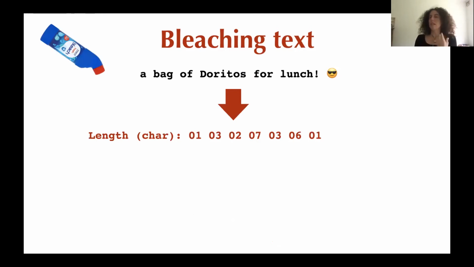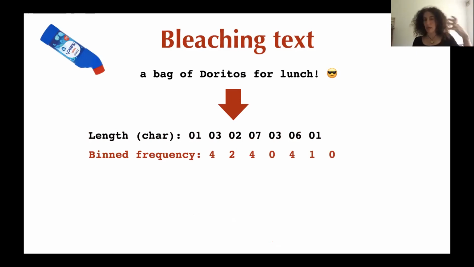Yeah, so it still preserves some information, but there are no explicit characters anymore. Then we also use some binned frequency. So a very frequent word will be in, say, bin number 4, and a lower frequent word will be in bin number 2, and so on. So 0 would be the lowest.